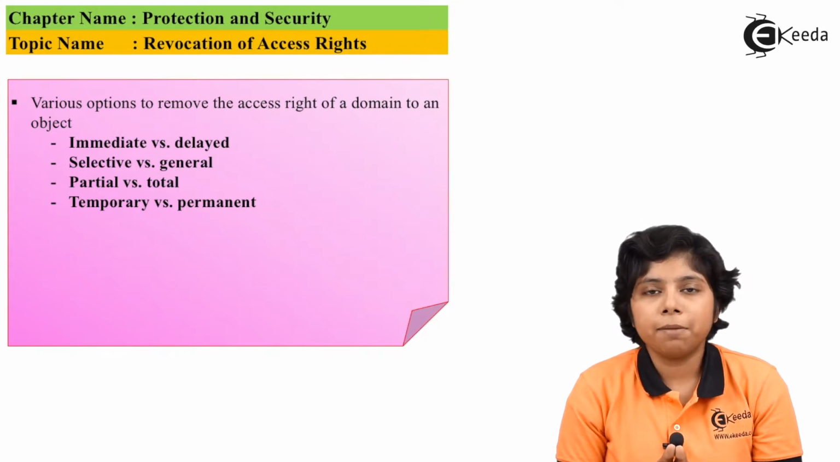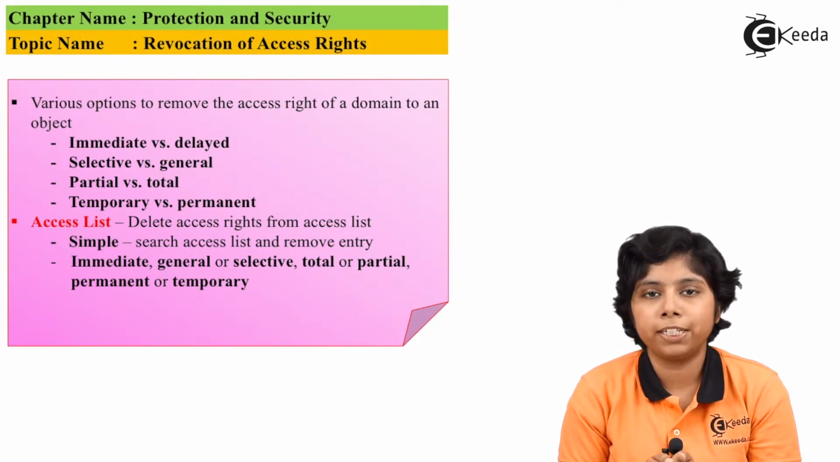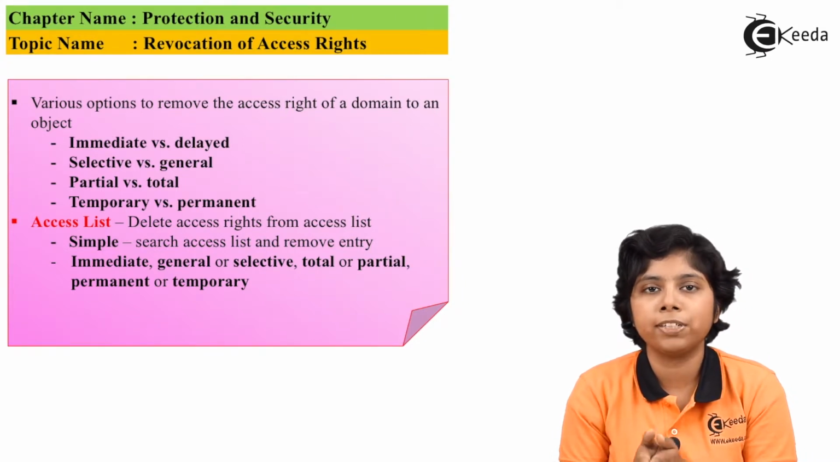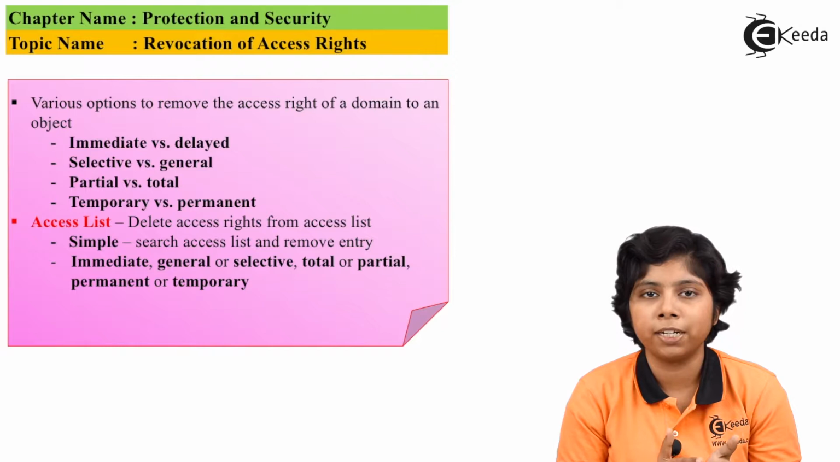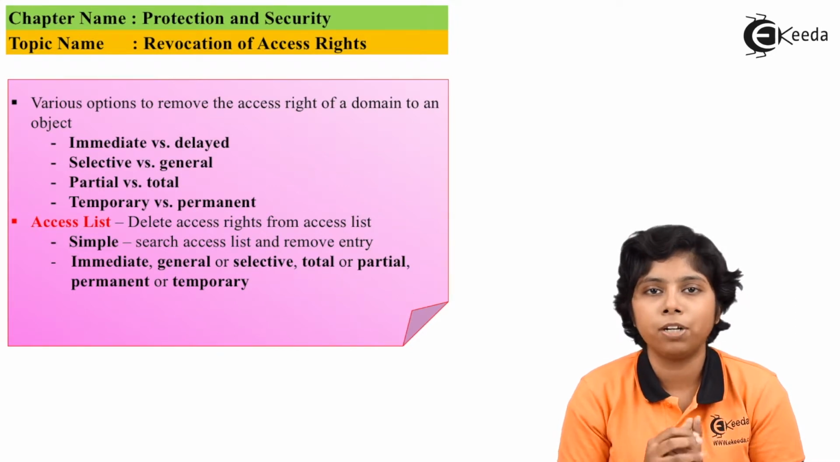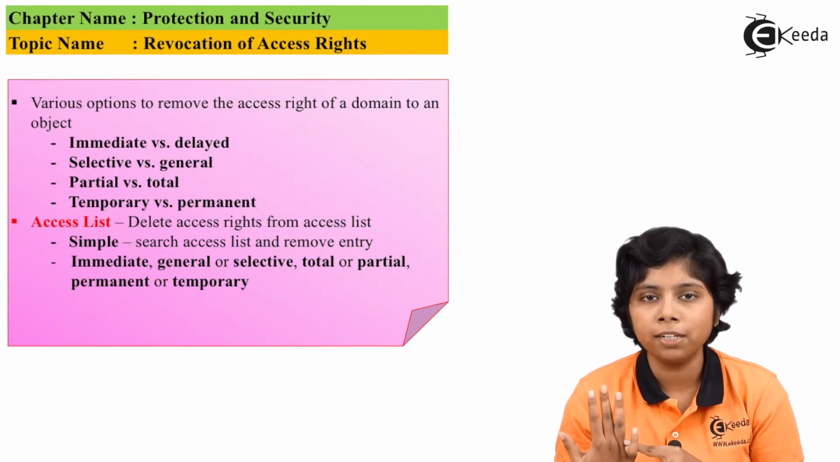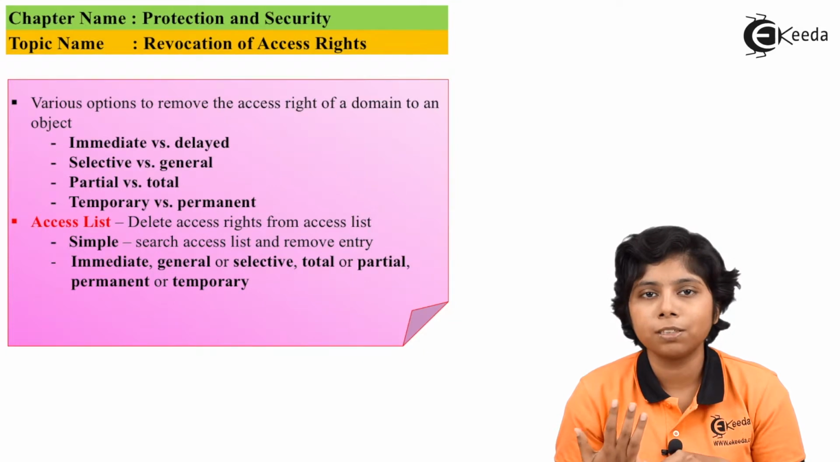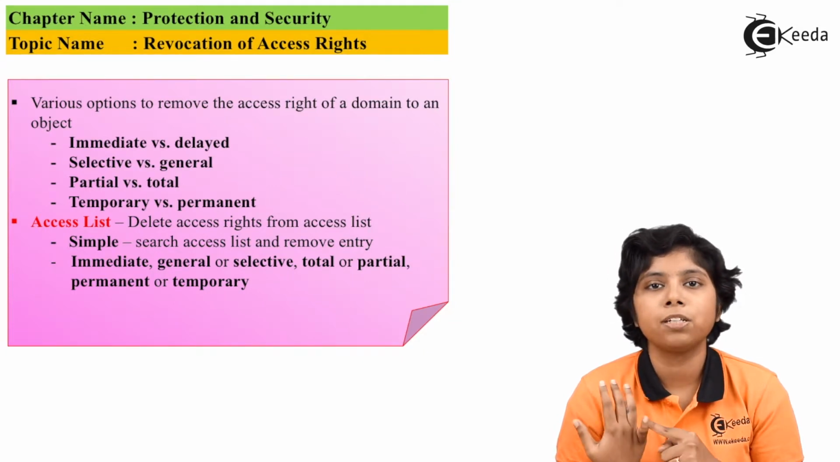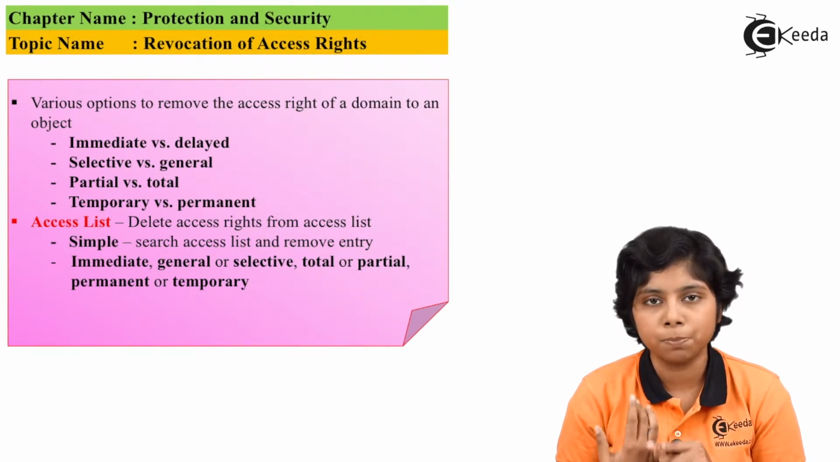With the access list scheme, revocation of access rights is very easy because the access list maintains, for each domain, the object name along with its access rights. So whenever we want to revoke an access right for a particular object, we can delete the entry from that access list and the access right will be revoked for that particular object on that particular domain. So here selective revocation is supported, as well as temporary and immediate revocation. So three questions are solved inside the access list, along with permanent revocation.